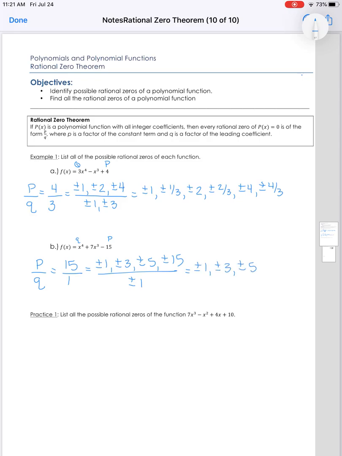So for b, p would be 15, and q in this case is 1. So p over q, p is 15, q is 1. So what makes 15? Well, that would be 1, 3, 5, and 15. What makes 1 would be 1. So this one's nice and easy. 1 doesn't affect anything, so you just recopy the numerator values down.